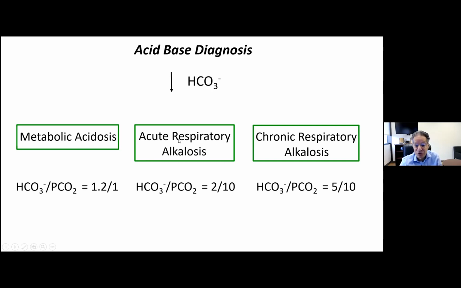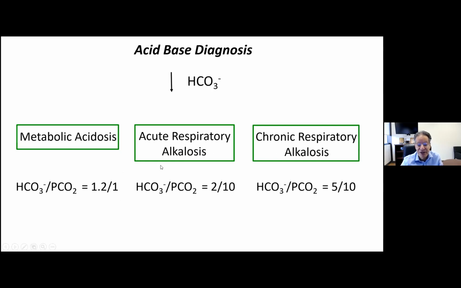So in acute respiratory alkalosis, for every 2 change in the bicarb, PCO2 changes 10, again in the down direction. And chronic respiratory alkalosis is shown here. So what you do is you plug your patient's numbers into one of these 3 things. Well, first you calculate what your patient's numbers are, how much did the bicarb change and how much did the PCO2 change, and then you say which of the 3 most closely matches it.